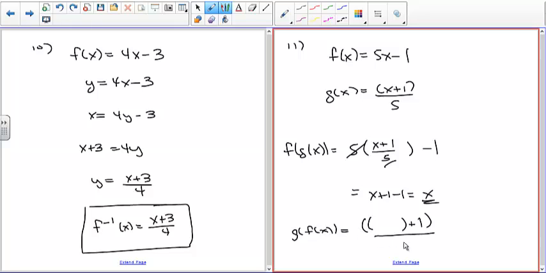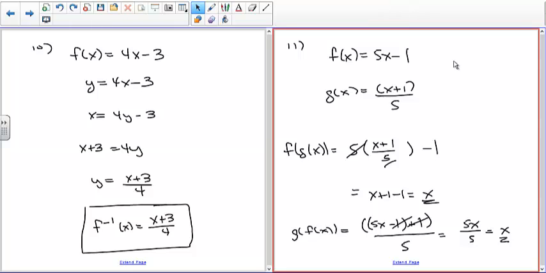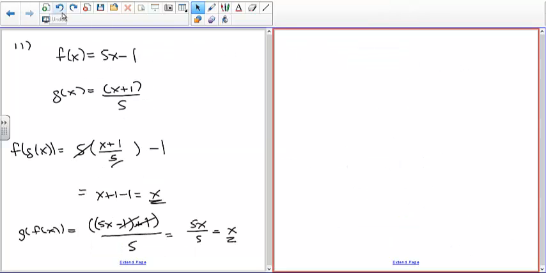Divide by 5. So what I'm doing is plugging this in there for x. So you get 5x minus 1. In the numerator I have 5x minus 1 plus 1. So those cancel out. And then you end up with 5x over 5, which is x. So because f of g of x and g of f of x equal x, therefore they're inverses of each other.